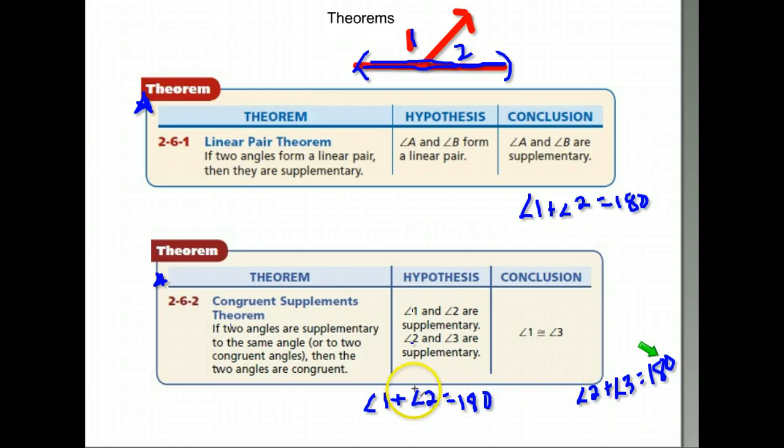Well, let's say that angle 2 is 50. There's only one number that adds to 50 to get 180. So angles 1 and 3 would have to be the same number. There's no other way to get 180. The only way to do it is to add 130 to it, if you're using addition. So it forces angle 1 and angle 3 to be the same.